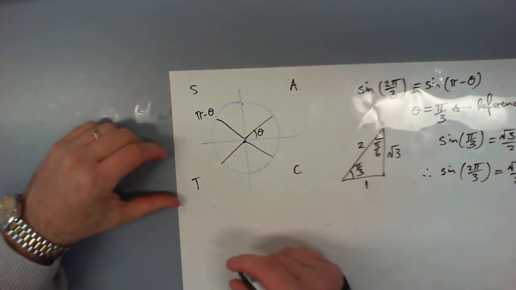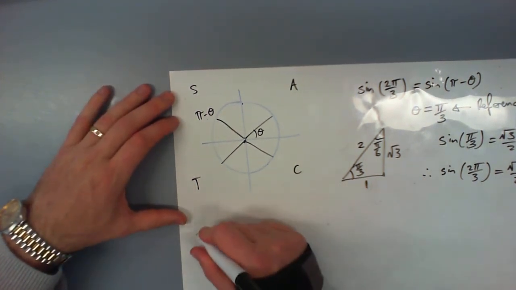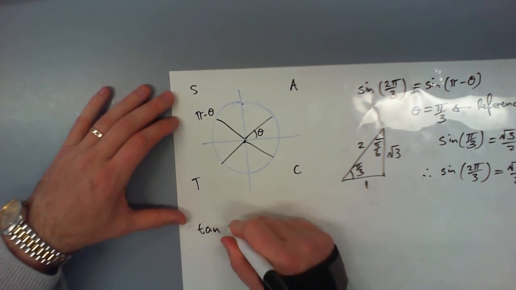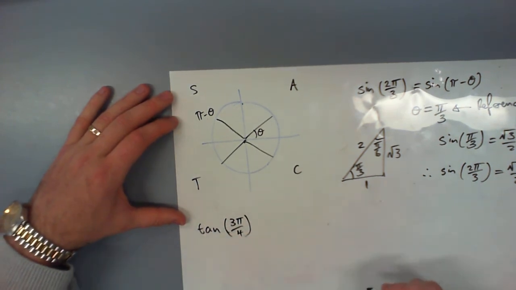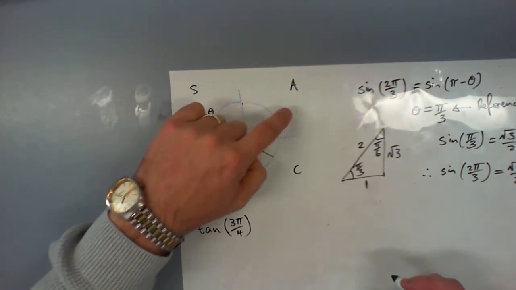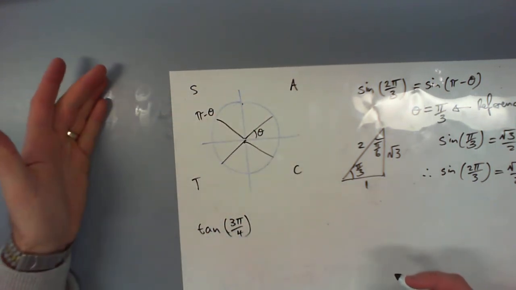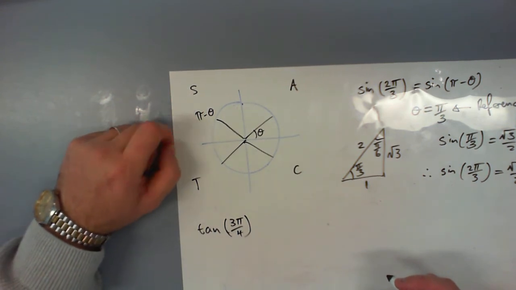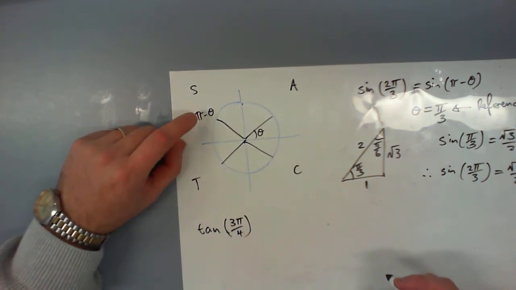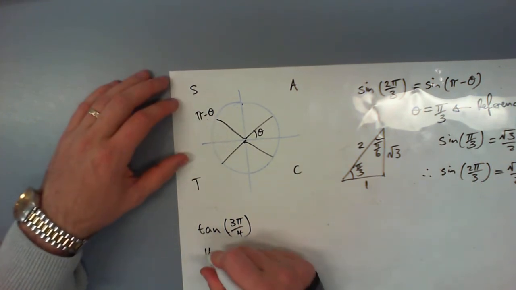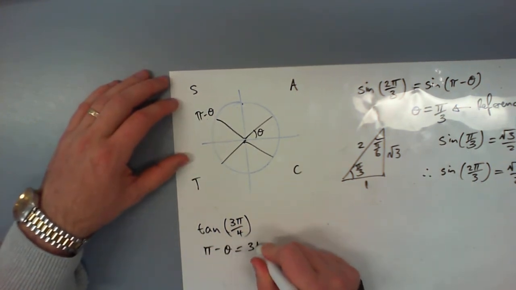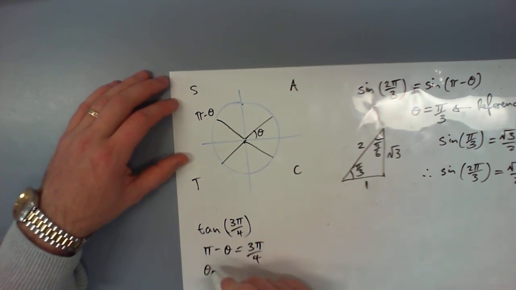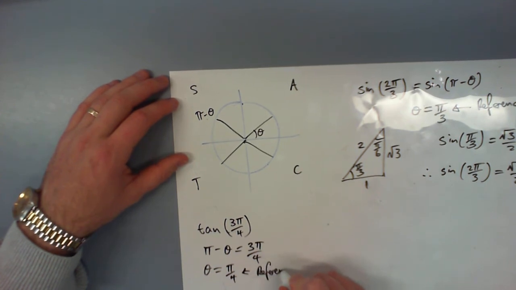Let's go for something like tan of 3 pi on 4. Again, we can see we're outside the first quadrant, so we need to work out our reference angle. When we look at 3 pi on 4, that must mean that we're in the second quadrant here. Our second quadrant is pi minus theta, so we can say pi minus theta equals 3 pi on 4. So theta must equal pi on 4, and that is again our reference angle.